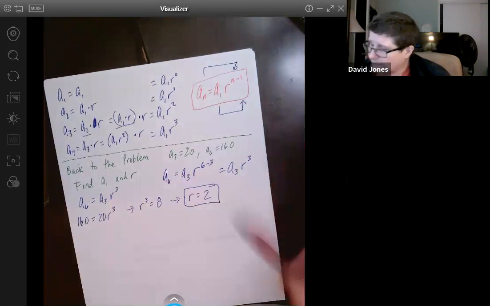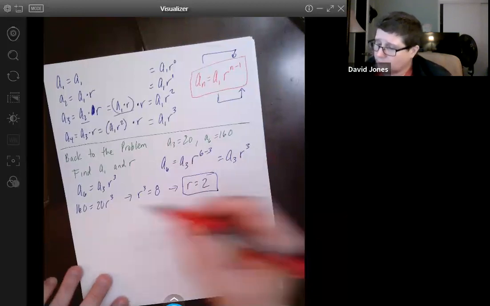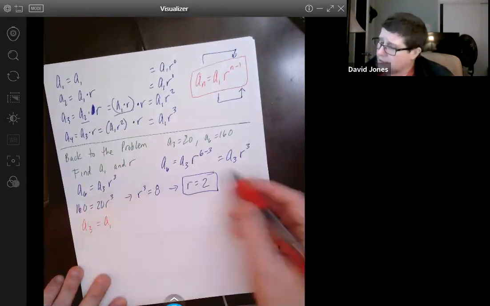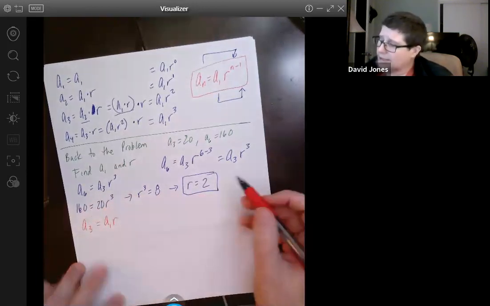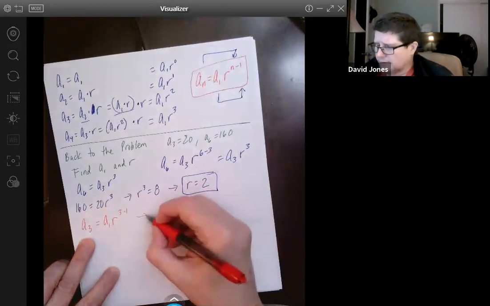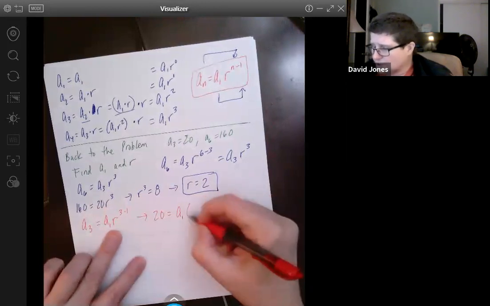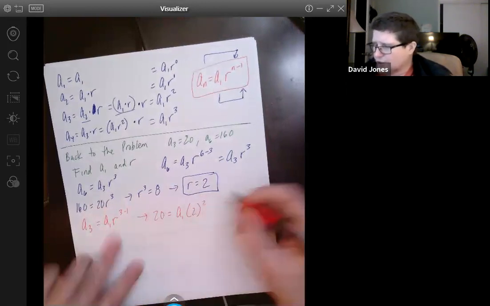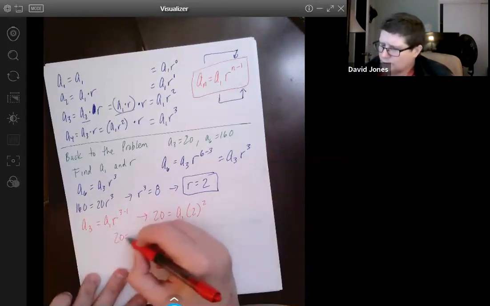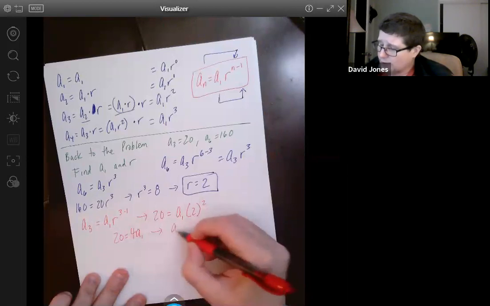Now we'll find the other one. Find a sub 1. I'm going to use a sub 3 because it's a small number. We go into our formula. A sub 3 equals a sub 1 times r to the n minus 1, which is 3 minus 1. So a sub 3 was 20 equals a sub 1 times r, which is 2, to the 3 minus 1, is 2. So 20 equals a sub 1 times 2 squared is 4, and we get a sub 1 equals 5.